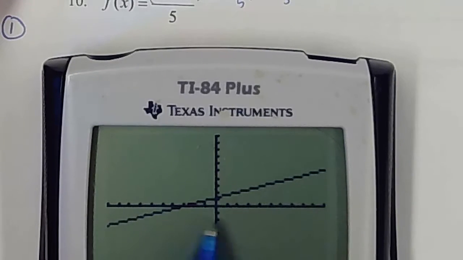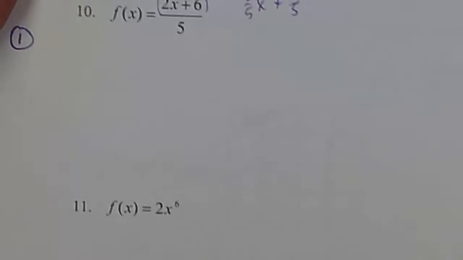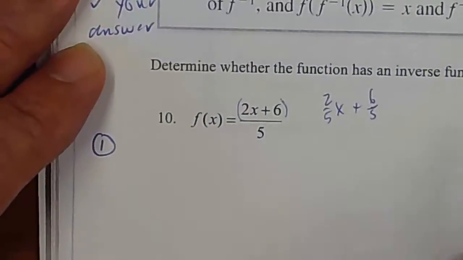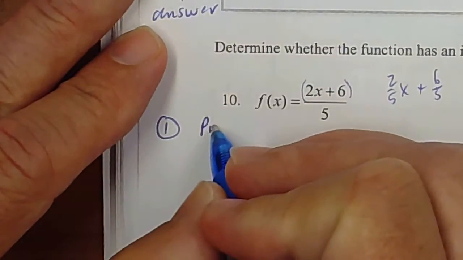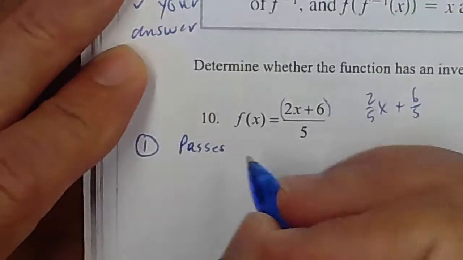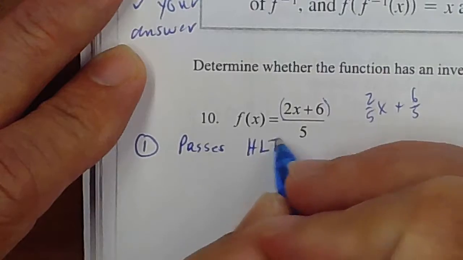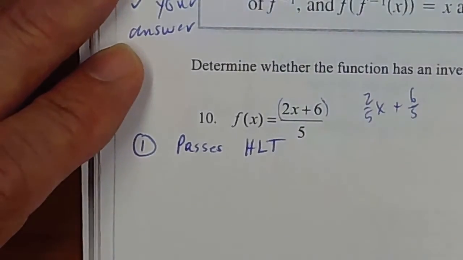So we should have no problem with that. A horizontal line is only going to intersect one spot. Okay, so you don't need to actually copy down the graph if you don't want to. You just have to make sure you checked. So it passes HLT. So that means it has an inverse function. And we can move on to step 2.